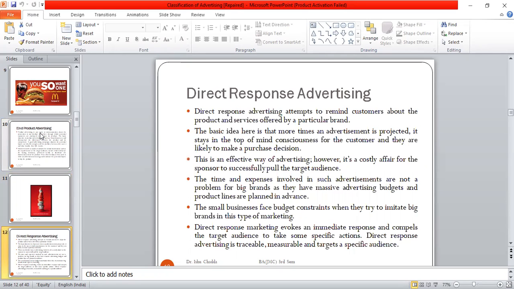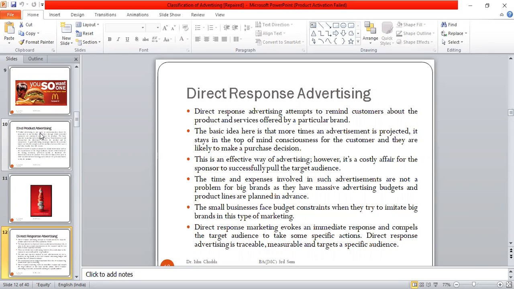The next type of advertisement is direct response advertising. Direct response advertising attempts to remind consumers about the product and services offered by a particular brand. It is one sort of reminder advertisement. You want to remind the customer or consumer about the service or product which a particular brand is offering. The basic idea here is that when an advertisement appears more and more, the consciousness of the consumer becomes very attentive regarding that advertisement. This is an effective way of advertising. However, it is a costly affair because you have to sponsor your ad again and again.